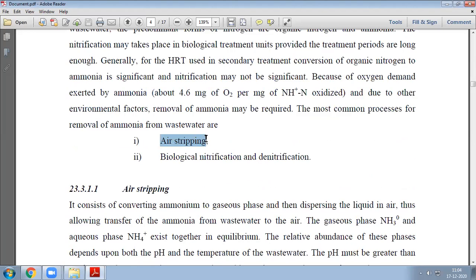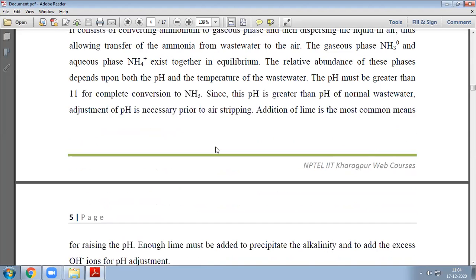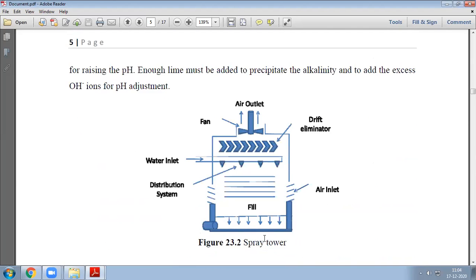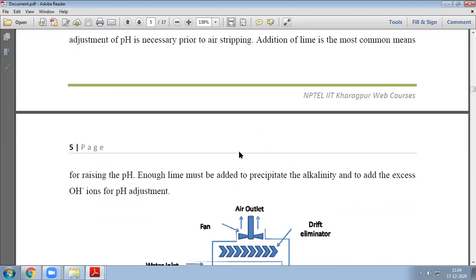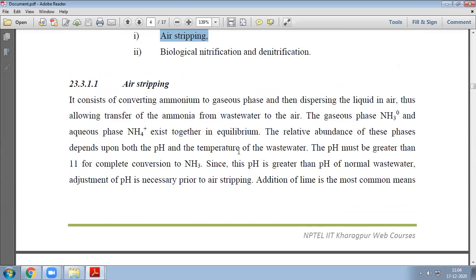You have air stripping method also. One more method exists, air stripping, and this you already know, right? So air stripping is also one more method. See here how they do the air stripping in the figure. Water inlet is coming here. This is the distribution system. Air outlet is like this. Fan will be there, air is entering, air is going out. We are providing oxygen. So that is called air stripping. So one more method you have.